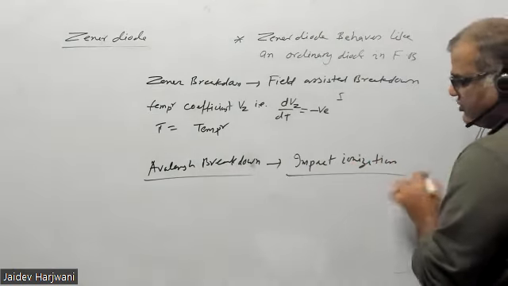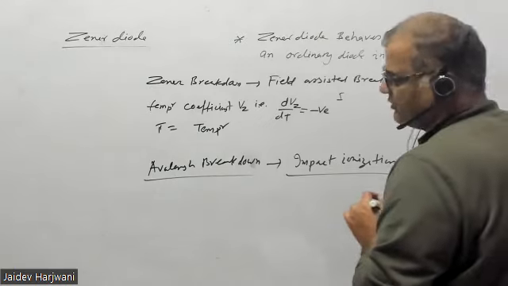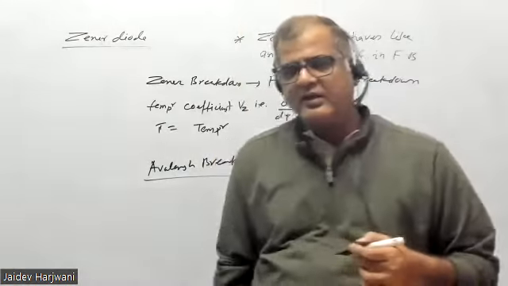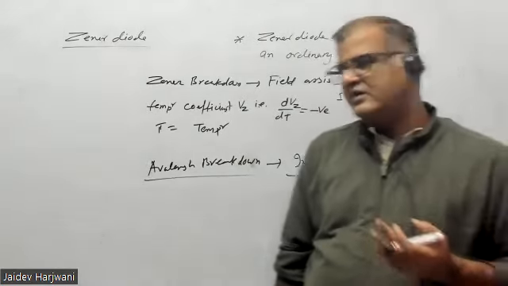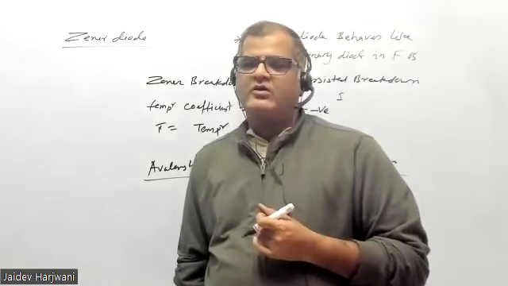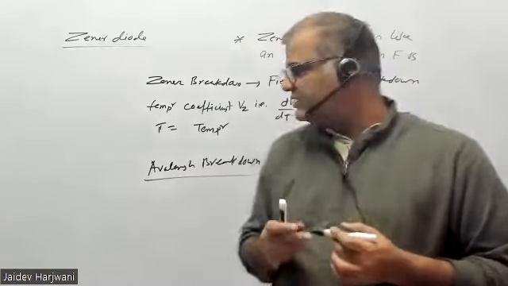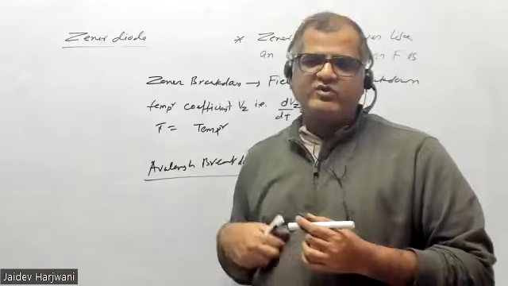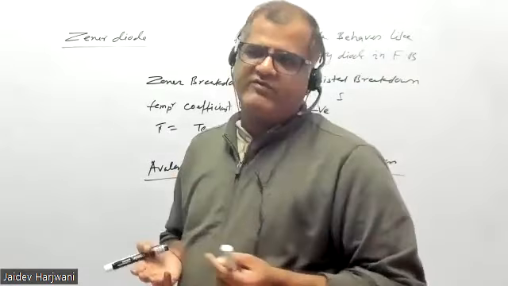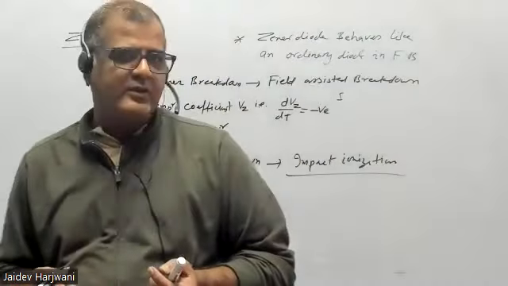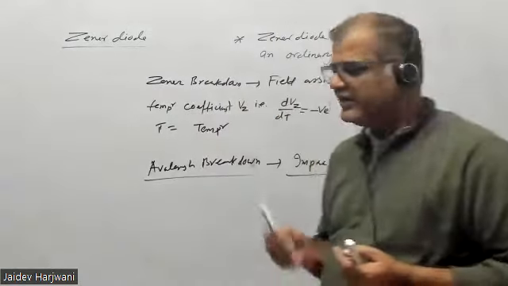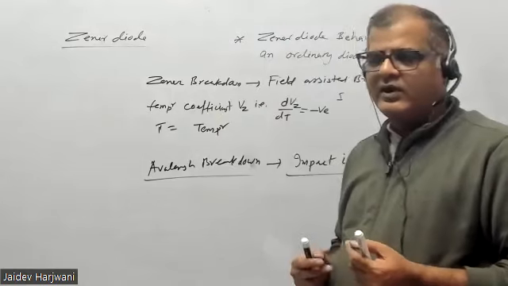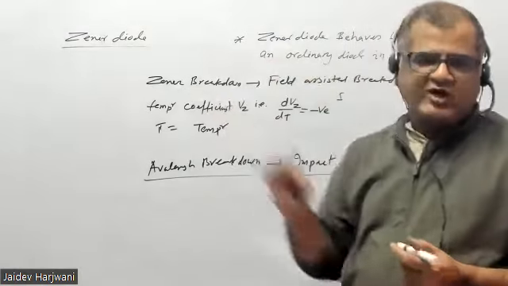Now impact ionization is what? Impact ionization means you have some electrons. You have free electrons in the junction. Now if you are applying voltage across this, what is happening? Because of the increase of voltage, the kinetic energy of the electron will increase. Yes or no? If the kinetic energy of the electron increases, it will go and strike the bonds, and it will make further electrons free.